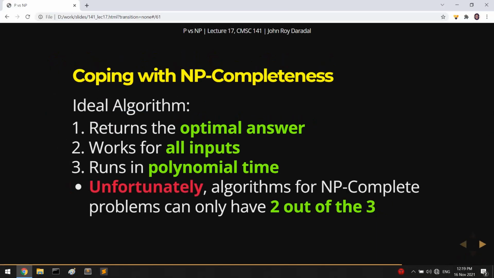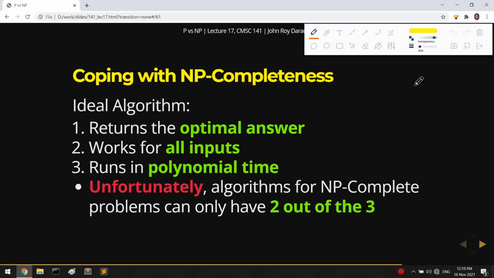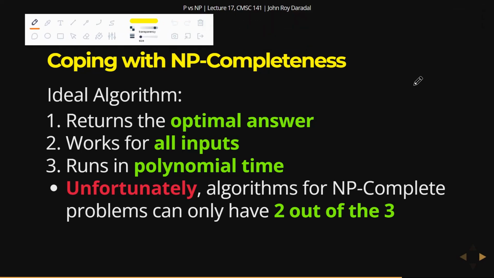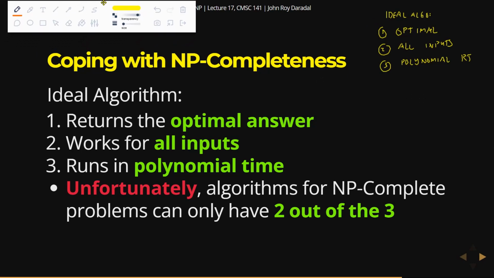So again, let me show you the checklist of things that we need for the ideal algorithm. The ideal algorithm has to have an optimal answer, work for all inputs, and have polynomial running time. That is the hope for our ideal algorithm.